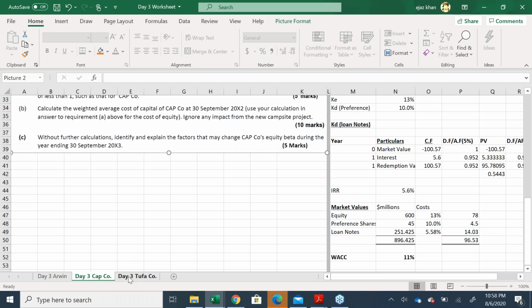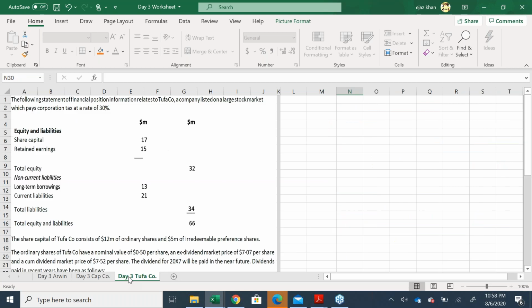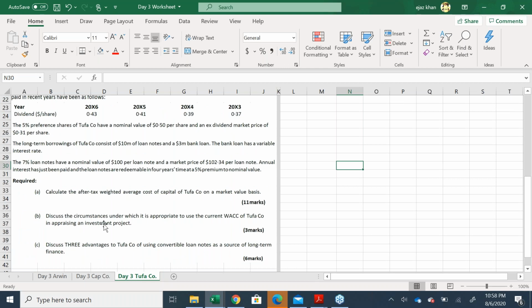There is a question, Tufa company. That's your home assignment. I will solve it in the next class, but first you have to solve it. It is almost the same as we did now. Calculate the after-tax weighted average cost of capital on the basis of market values, which we just did. Discuss the circumstances under which it is appropriate to use current WACC. That's something I will explain in the next class. And the C part, this is something that you have to attempt and I'll explain in the next class. So for now, I'm done.